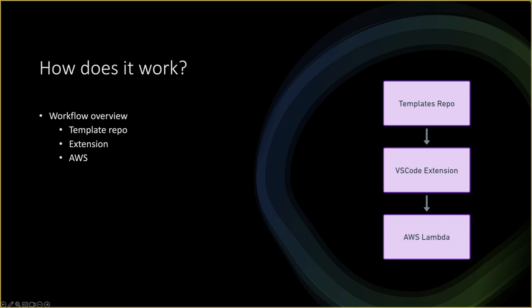So how does it work? As I said before, you have three layers. You have the templates repository, the Visual Studio Code extension, and then the last one, which is AWS Lambda. So the Visual Studio Code extension uses the templates repo, then it will test it, deploy it to AWS Lambda.